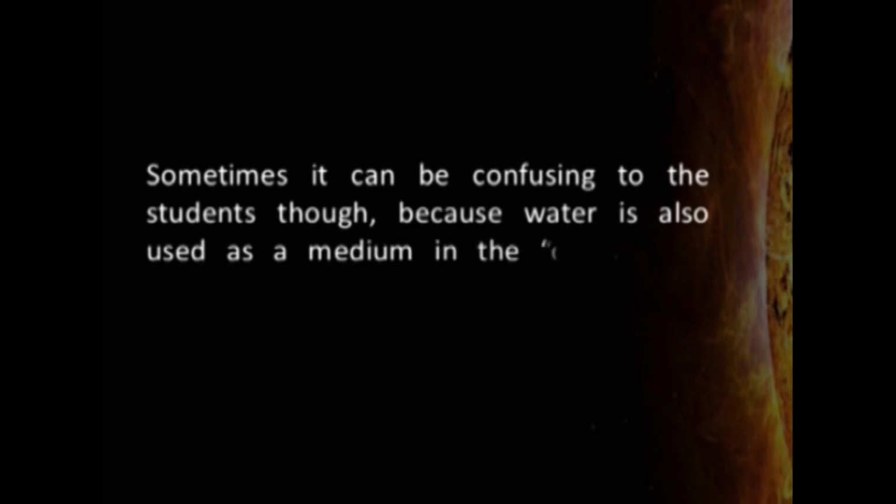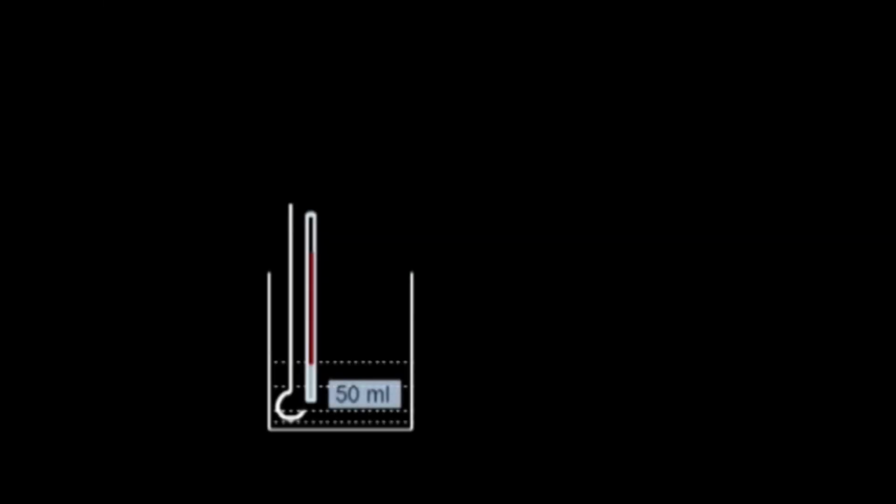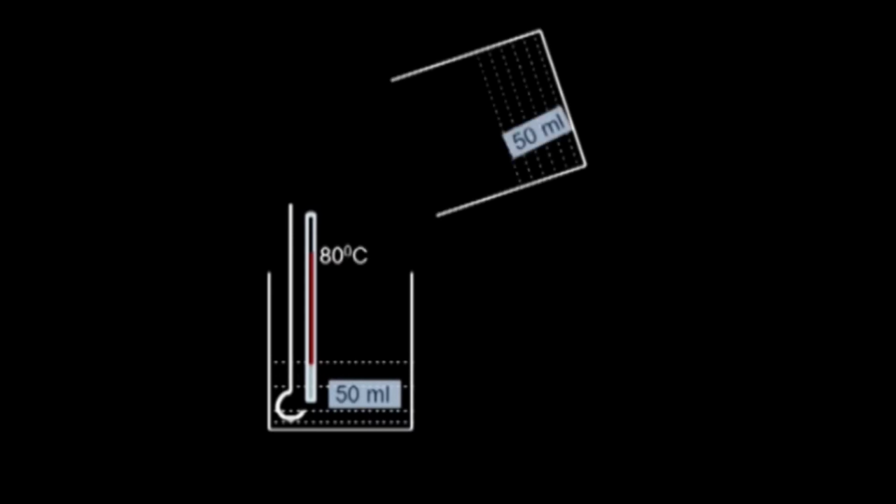Normally water is used as a medium because it is safe and easy to use, as it has a constant heat capacity of 4.184 joules per gram per degree Celsius. Sometimes it can be confusing to students, though, because water is also used as the medium in the coffee cup calorimeter. Suppose we add 50 ml of hot water at 80 degrees Celsius to 50 ml of cold water at 20 degrees Celsius.